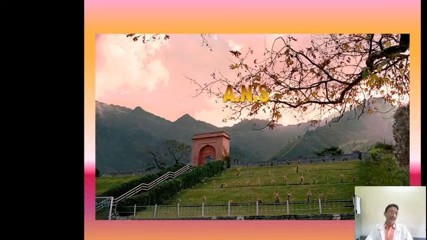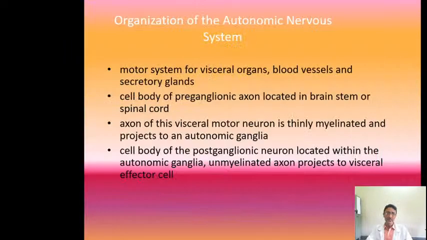And after we complete with the autonomic nervous system, I shall briefly discuss about some properties of muscle and then properties of the nerve. Now let us start with the autonomic nervous system.